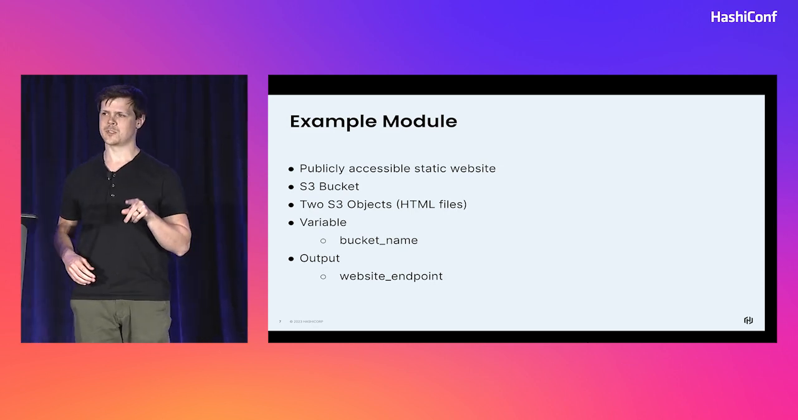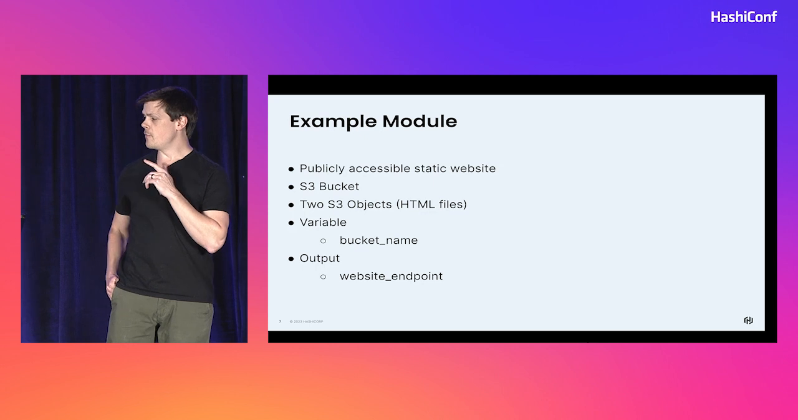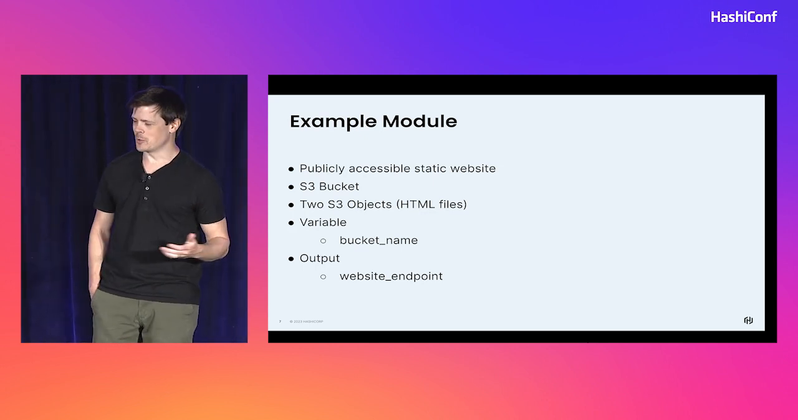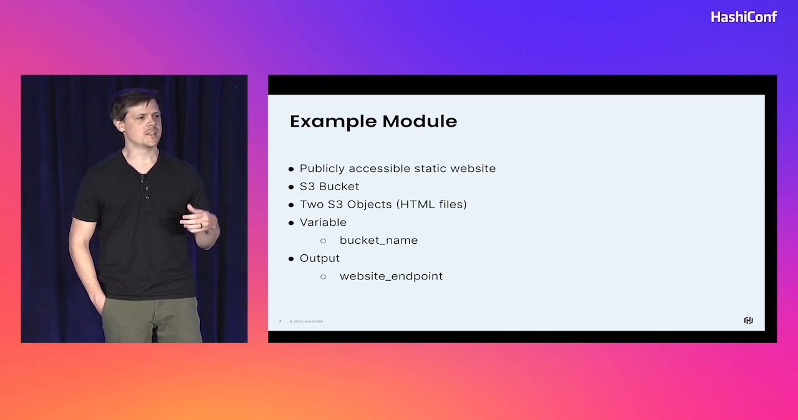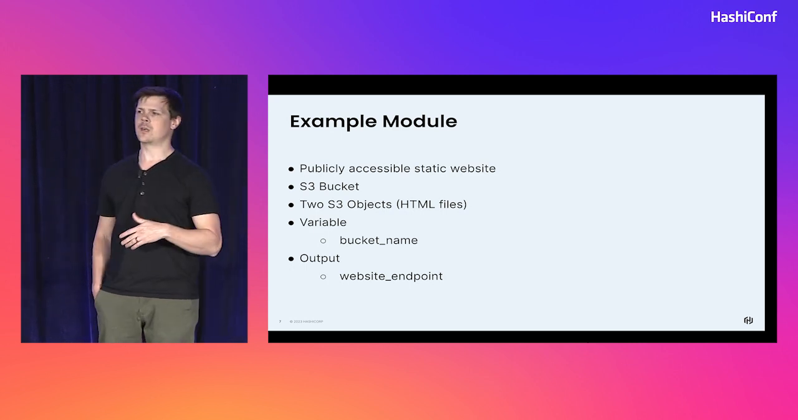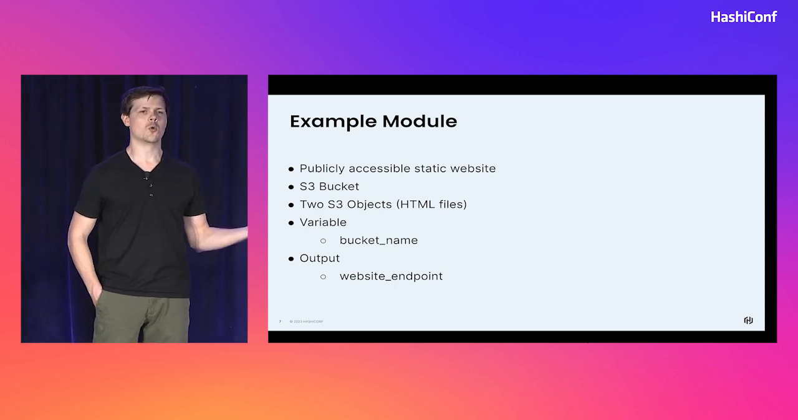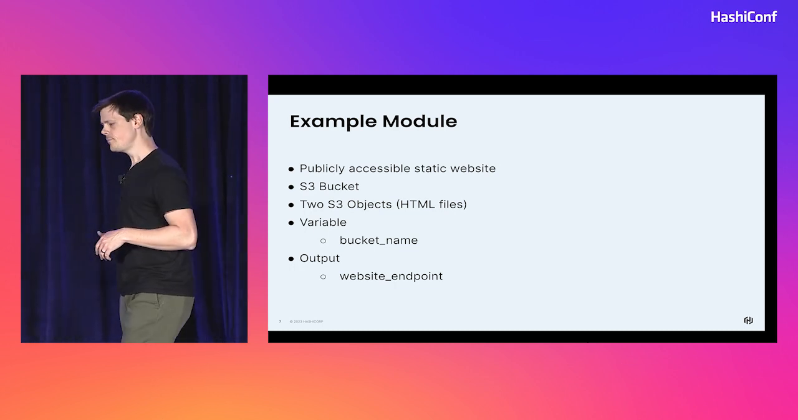And that's going to be important for what we see a little bit later on. The variable name, bucket name, which, as you might guess, is the name of the bucket we'll deploy. And then our output is the website endpoint, which is the full URL. Once you've deployed our configuration, the module consumer will know where to go to see the website running.